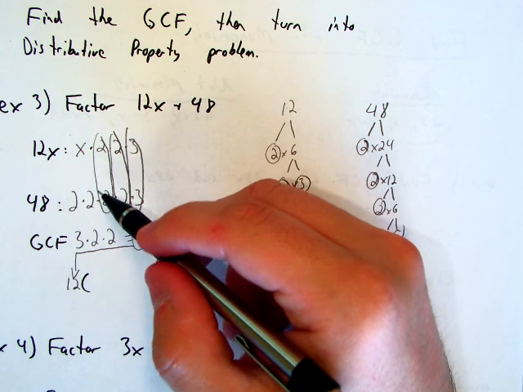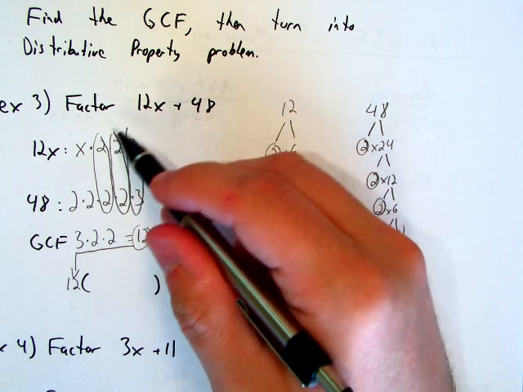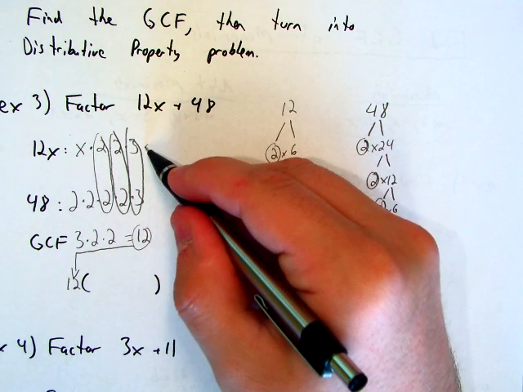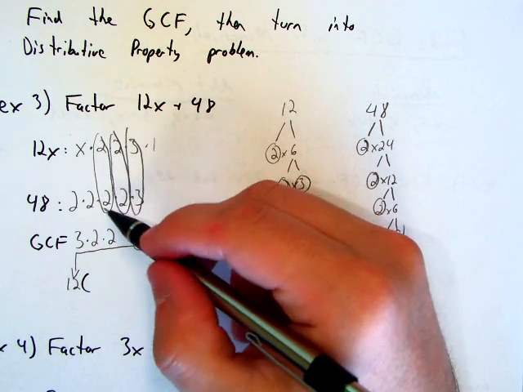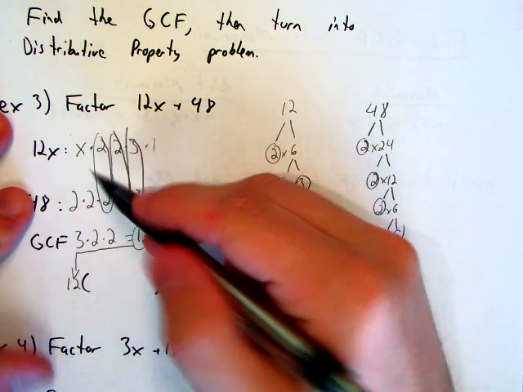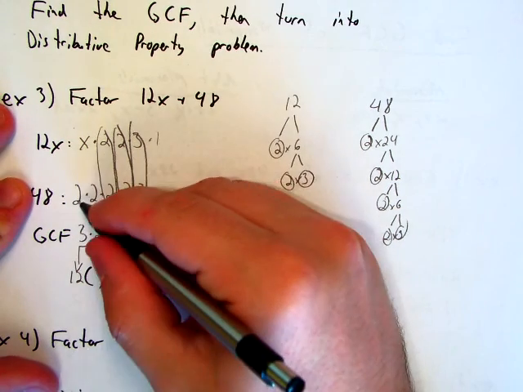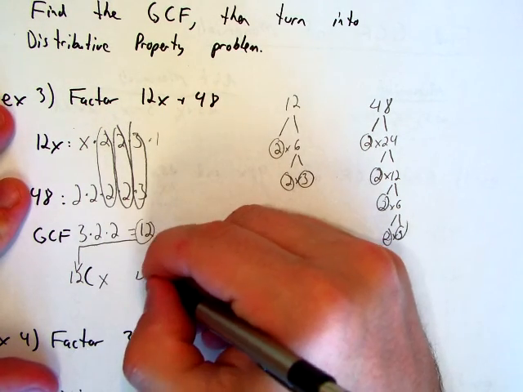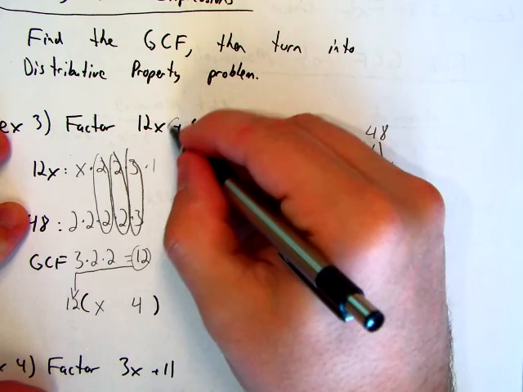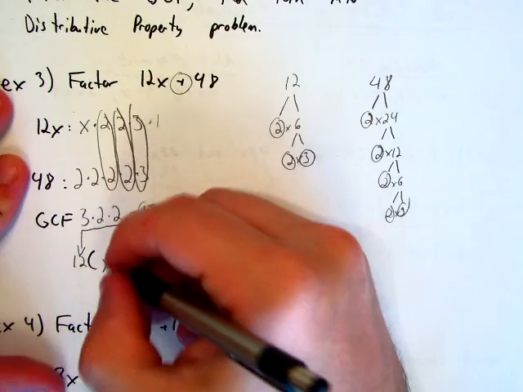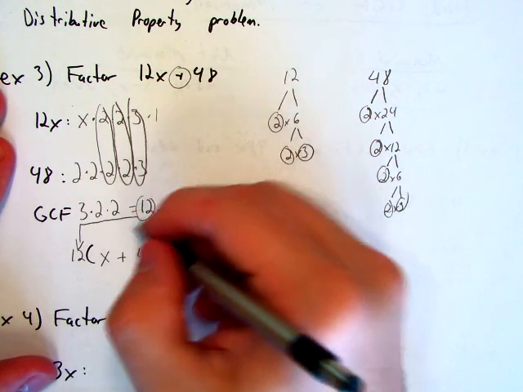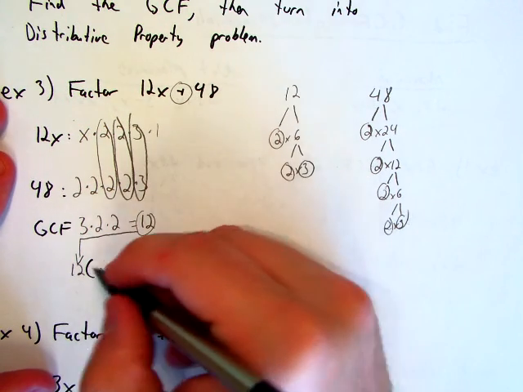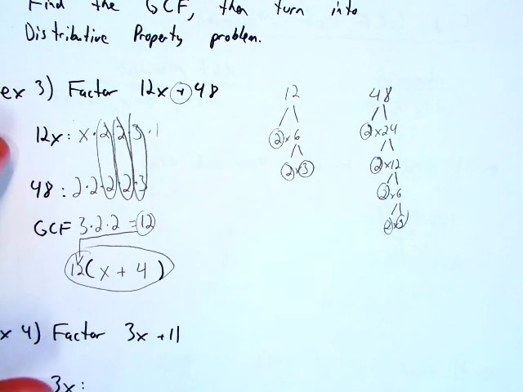Now, if for some reason there hadn't been anything left outside of pairs, you would have had to put a times 1. But in this case, we're okay. We have an x left here, so we're going to put an x. 2 times 2 is 4, so I'm going to put that there. And the original problem called for addition, so I'm going to add them. So the factored form of 12x plus 48 is 12 times x plus 4.